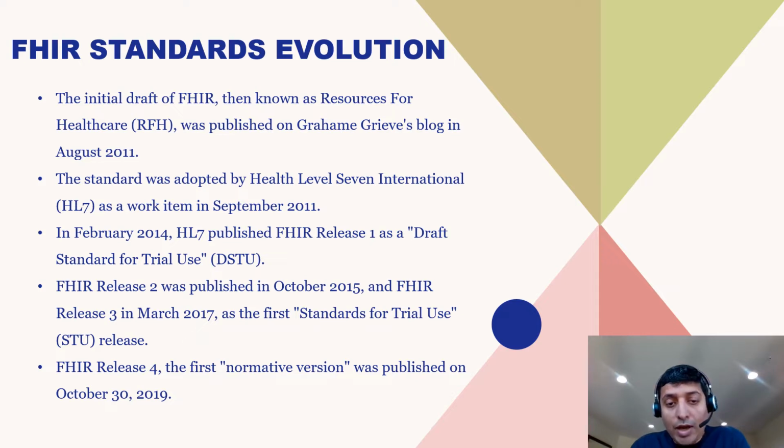The initial draft of FHIR, then known as Resource for Healthcare (RFH), was published on Graham Grieve's blog in August of 2011. The standard was adopted by Health Level 7 International (HL7) as a work item in September 2011. In February 2014, HL7 published FHIR Release 1 as a draft standard for trial use (DSTU). FHIR Release 2 was published in October 2015 and FHIR Release 3 in March of 2017 as the standard for trial use (STU) release. FHIR Release 4, the first normative version, was published on October 30, 2019.